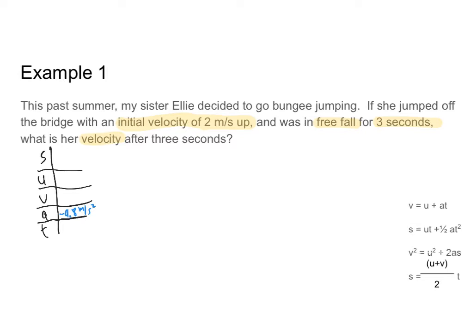So we know that her initial velocity is 2 meters per second up, and I'm going to go ahead and draw this as my sister going bungee jumping. Her initial velocity is 2 meters per second up, and the gravitational acceleration is going to be negative 9.8 meters per second squared down. So that means that I need to define up as being positive. So I can say that her initial velocity is 2 meters per second without having to worry about writing in directions. I also know that she was in free fall for 3 seconds, so that's going to be my time.